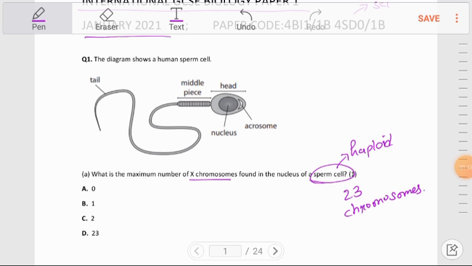And we know that the 23rd pair contains the sex chromosomes, that is X and Y. And as I have already stated, sperm cells are haploid cells, that means each sperm cell can only contain one of the sex chromosomes, that is either X or Y. So there is a possibility that they will contain either one Y chromosome or one X chromosome. So the answer is 1. Then option B is the correct answer for question number 1A. I hope 1A was clear.